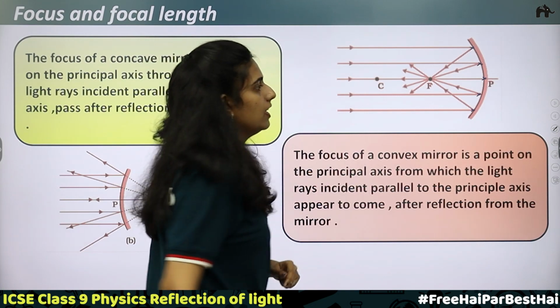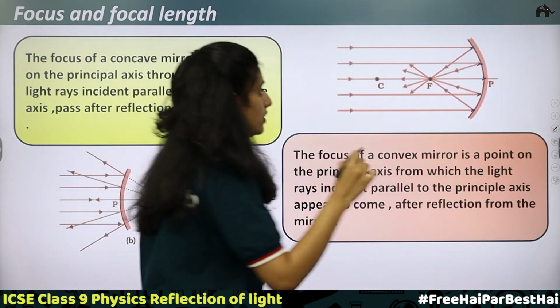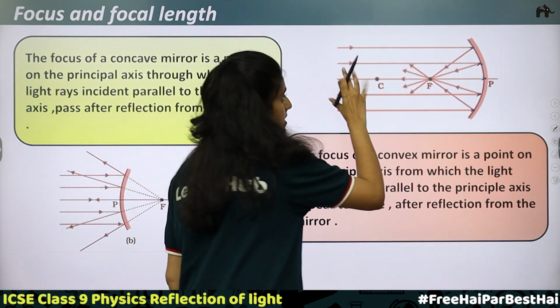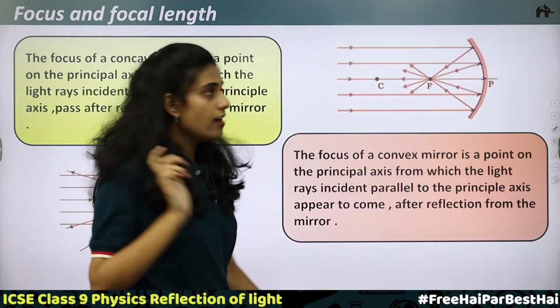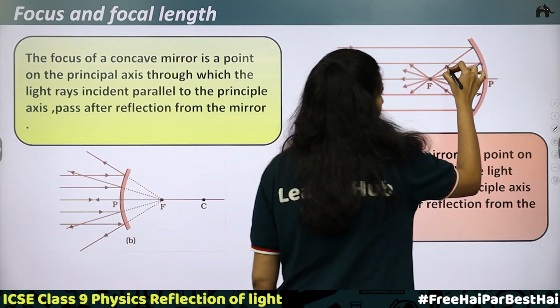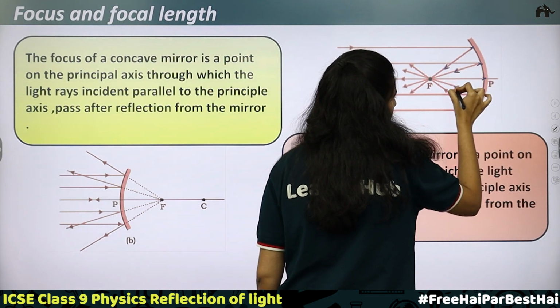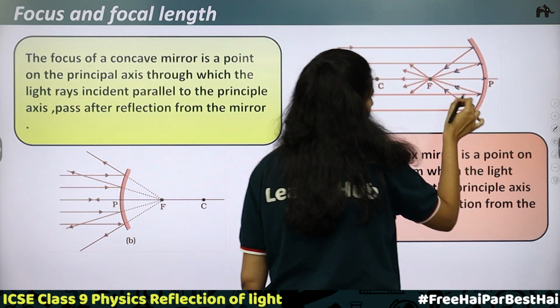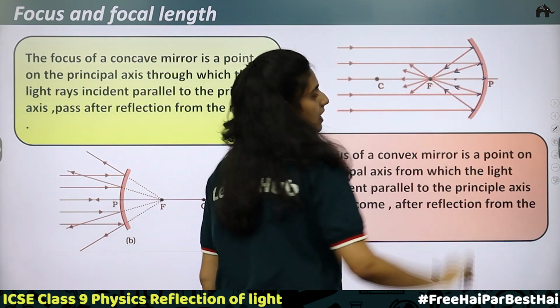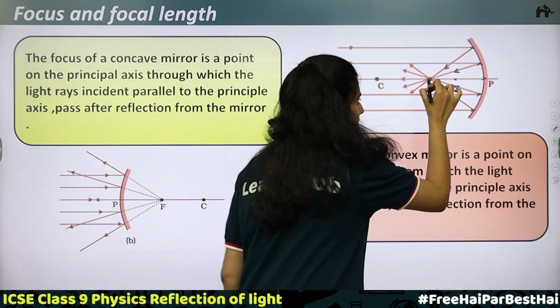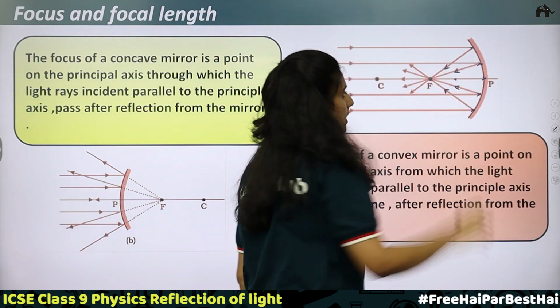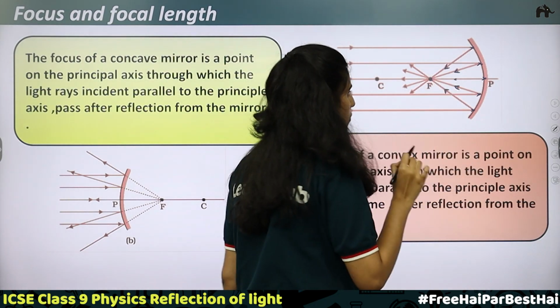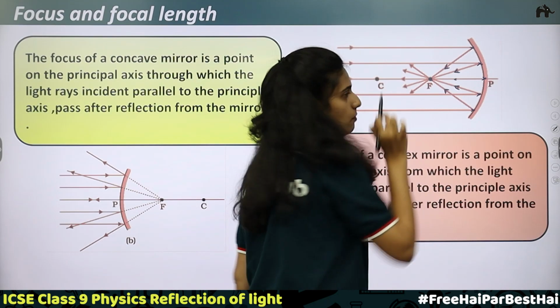So, what is happening after reflection? Here you are considering an infinite source, light rays from an infinite source. These are the reflected light rays. After reflection, what is happening? They are converging at a point. This point we call the principal focus of a concave mirror.